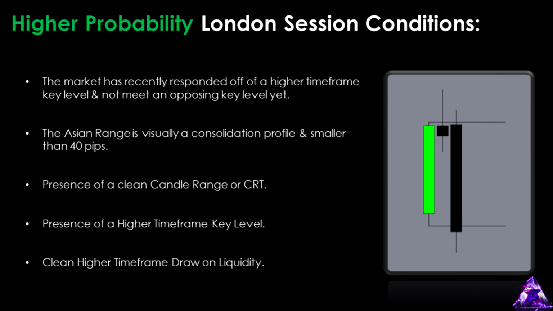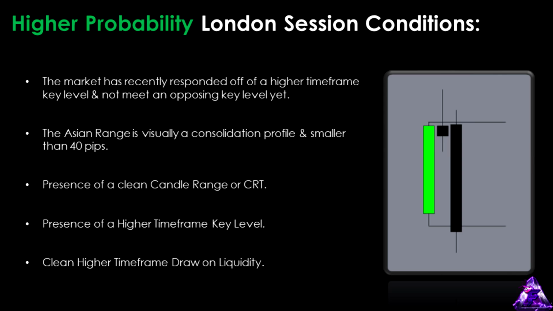The presence of a clean candle range, or CRT, is also a major signal. A well-defined candle range gives us a clear level for price to either respect or break through during the London session. We use this structure to guide our setups and frame logical entries based on current market behavior.